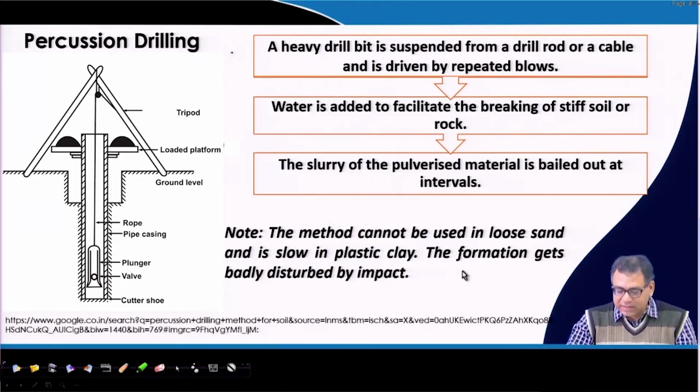The method cannot be used for loose sand, and it is slow in plastic clay, and the formation gets badly disturbed by impact, because here we are applying repeated blows, that is, impact. So the formation may get badly disturbed by this impact.